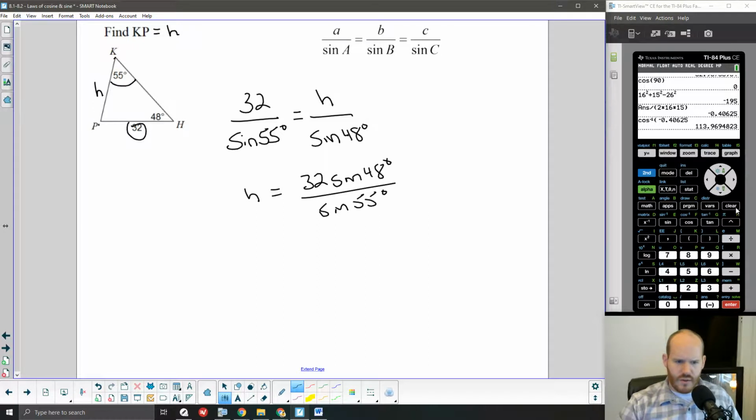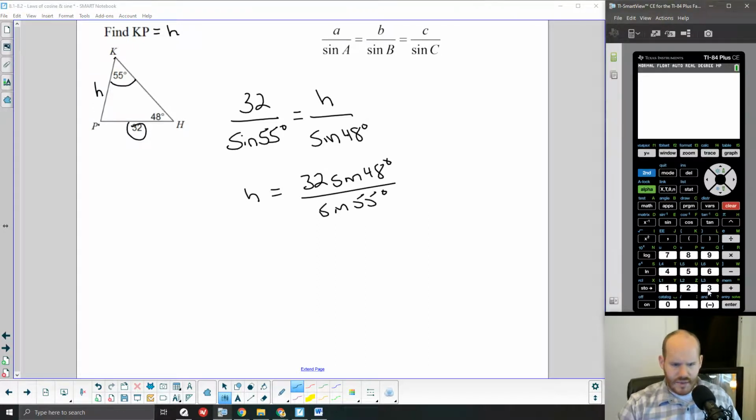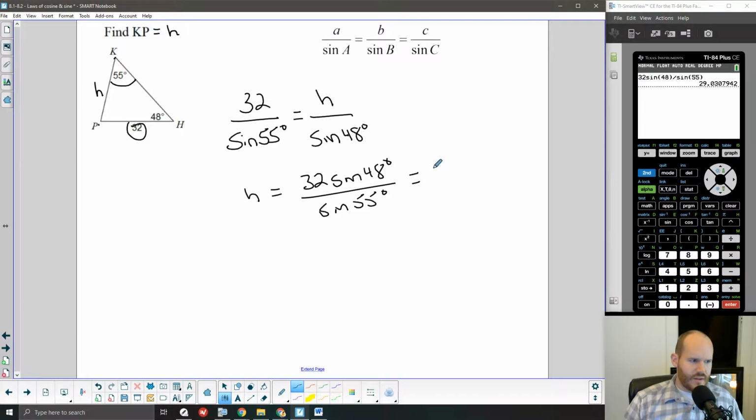And I'm going to go over here to my calculator, and I'll type in 32 sine of 48 degrees, close parentheses, and then divide that by the sine of 55 degrees. Okay, I get 29. So H is going to be approximately 29 units. So it's a similar kind of process, just a different formula.